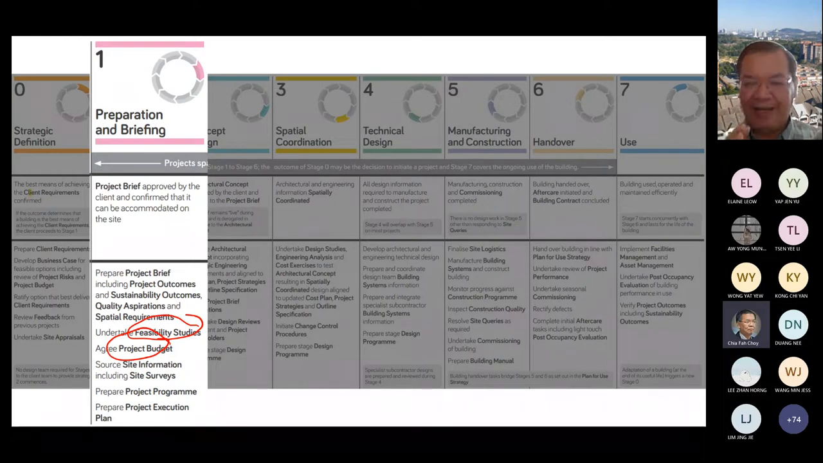When you reach this stage, the project budget needs to be agreed by the client. Okay, the client agrees with you: yes, this is the amount. Let's say your total construction cost estimate is 300 million. This agreed project budget of 300 million is also known as the cost limit. That means you cannot exceed this amount. The maximum you can spend is 300 million. So that is called the cost estimate.